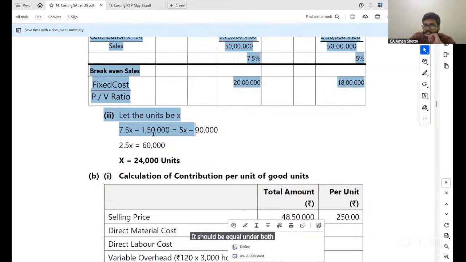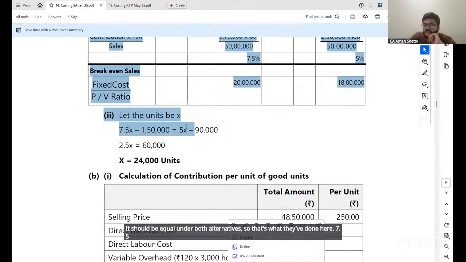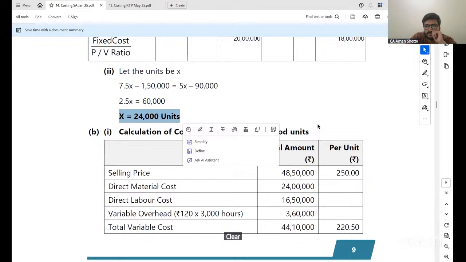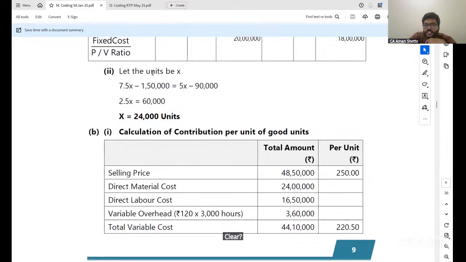So that's what they've done here. 7.5x minus 1,50,000 is equal to 5x minus 90,000 fixed cost. So you're getting 2.5x equal to 60,000, x equal to 24,000. Clear? This one adjustment you can mark it. You might get stuck here, so this one adjustment you mark.